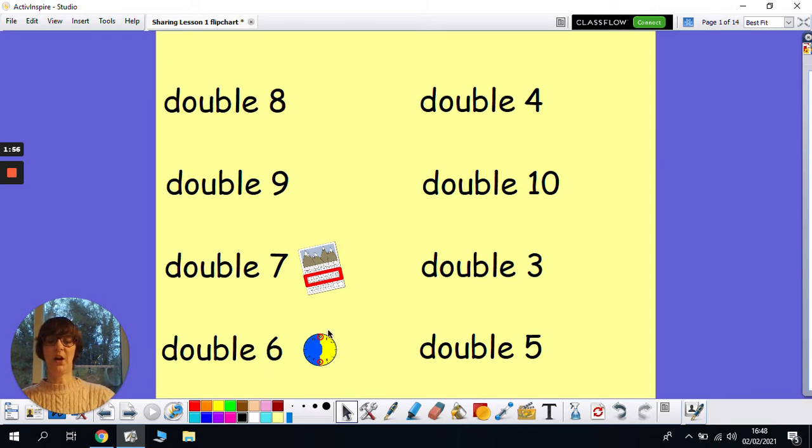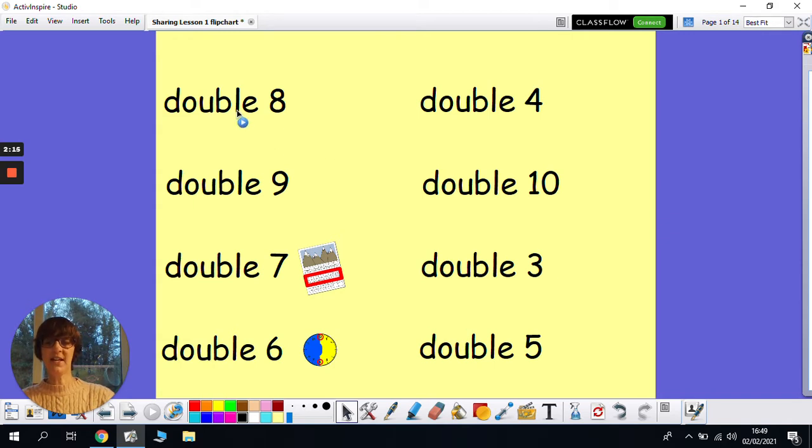We talked about 12 being halfway around the clock from 6. They were opposite each other, weren't they? Double 3 is 6. What's half of 6? Well done. Half of 6 is 3. And double 5, double 5 is 10. Right, let's go over those tricky doubles one more time.